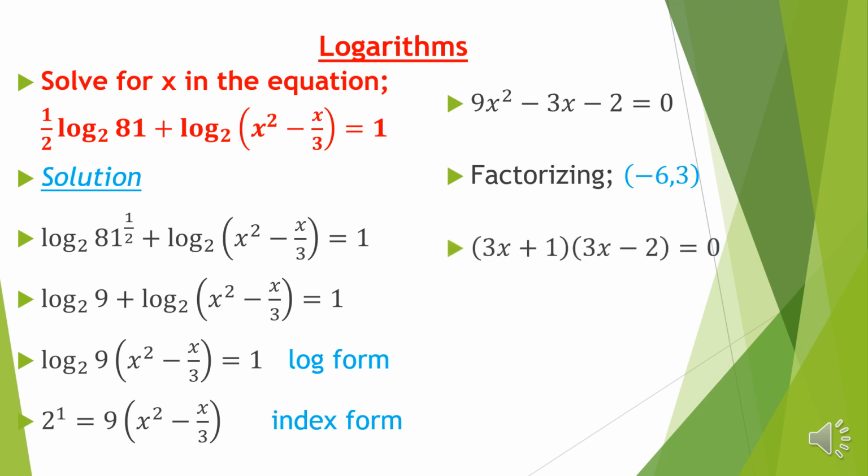Now, factoring them into this equation, we have (3x plus 1)(3x minus 2) after we factorize this one. And therefore, it means that 3x plus 1 equals 0, or 3x minus 2 equals 0. Now from there, we can solve this first equation to have x equals negative a third, or the second part, x equals 2 over 3.